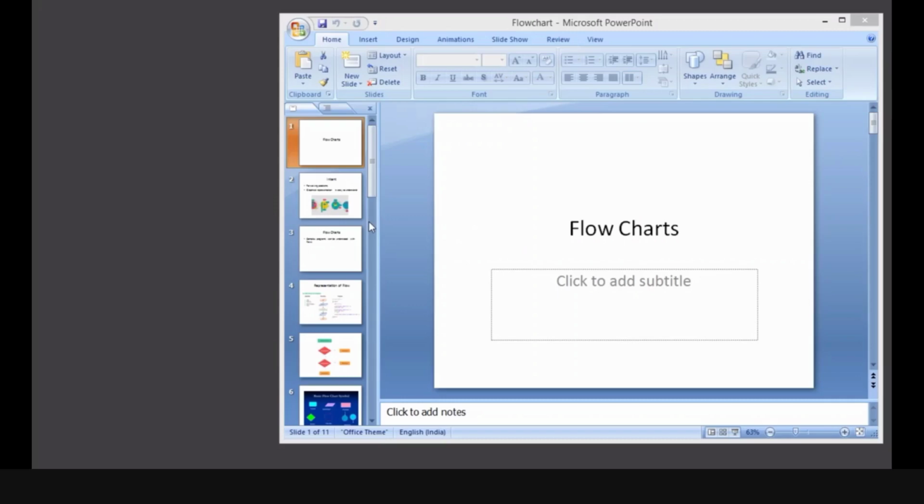ये बताना चाह रहे थे हम. So exactly this is what is written in slide number 8. Done?